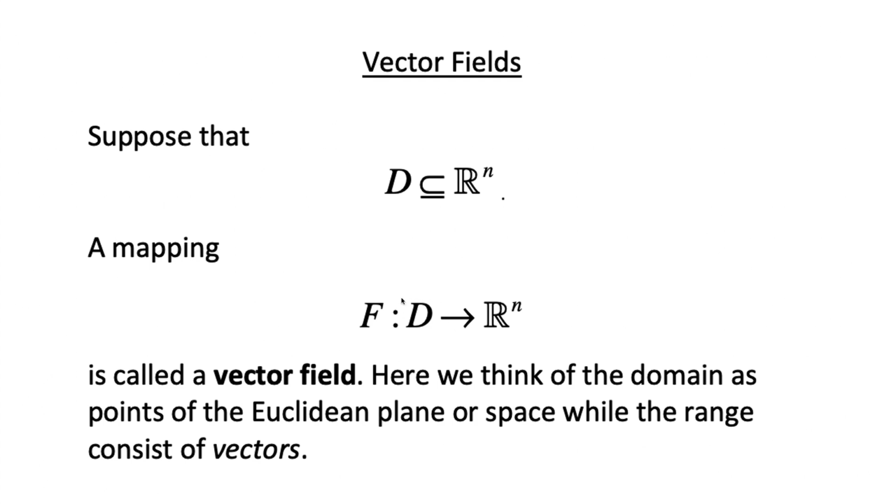So let me be clear about this. D we think of as a point in either the plane or in space, but what it's mapping into we think of as a vector. We think of a vector field this way: attached to each point in the plane or in space of D, there's a vector attached to the end of it. Okay, all right. Let's go to the next slide then.